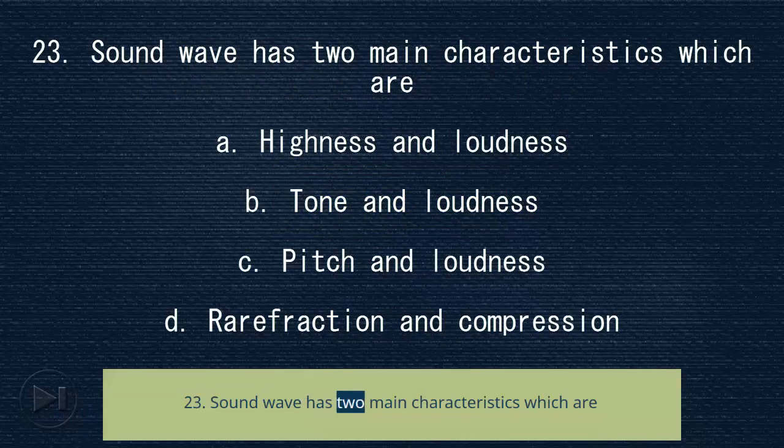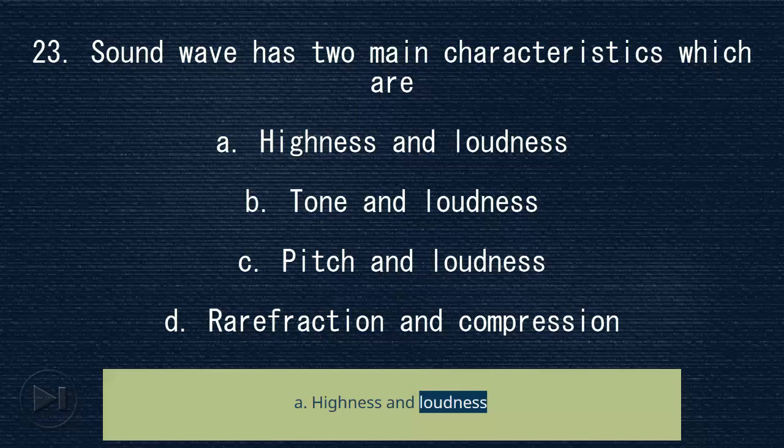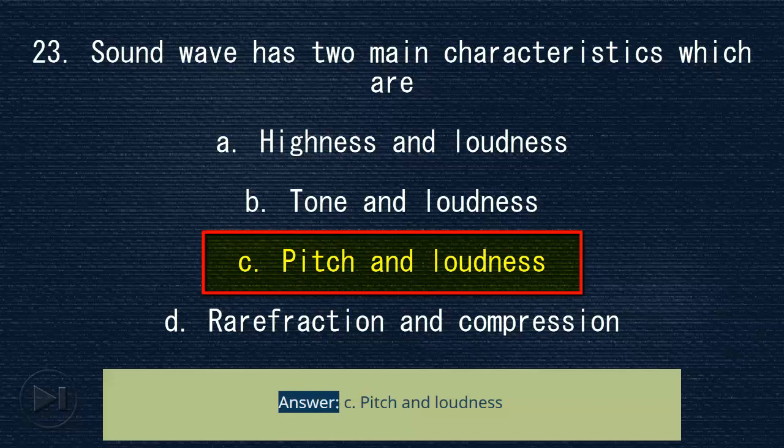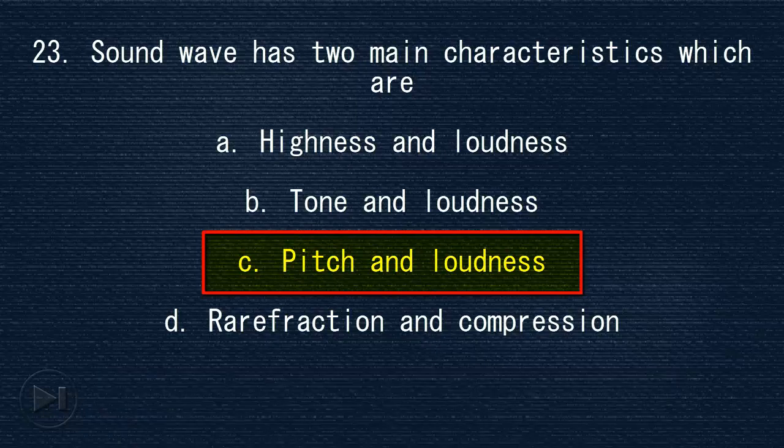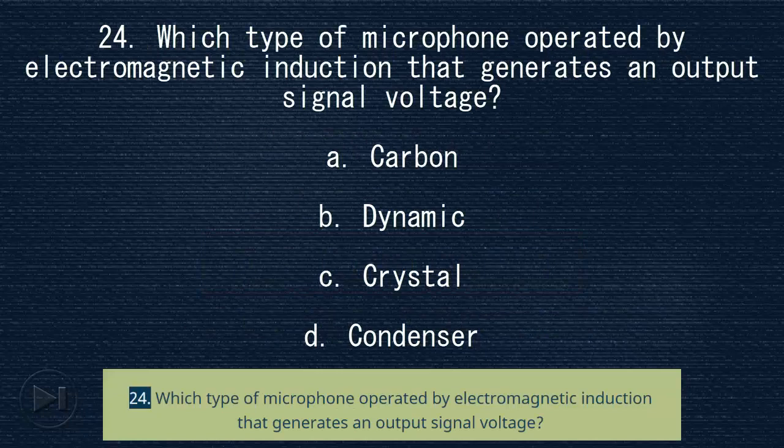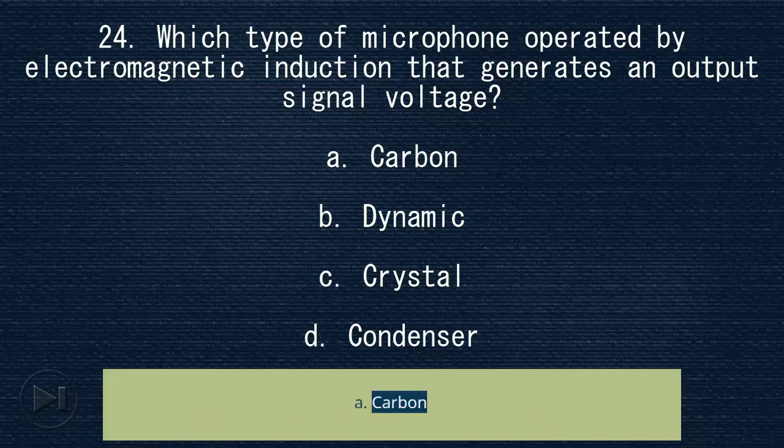23. Sound wave has two main characteristics, which are: A. Highness and loudness. B. Tone and loudness. C. Pitch and loudness. D. Rarefaction and compression. Answer: C. Pitch and loudness. 24. Which type of microphone operates by electromagnetic induction that generates an output signal voltage? A. Carbon. B. Dynamic. C. Crystal. D. Condenser. Answer: B. Dynamic.